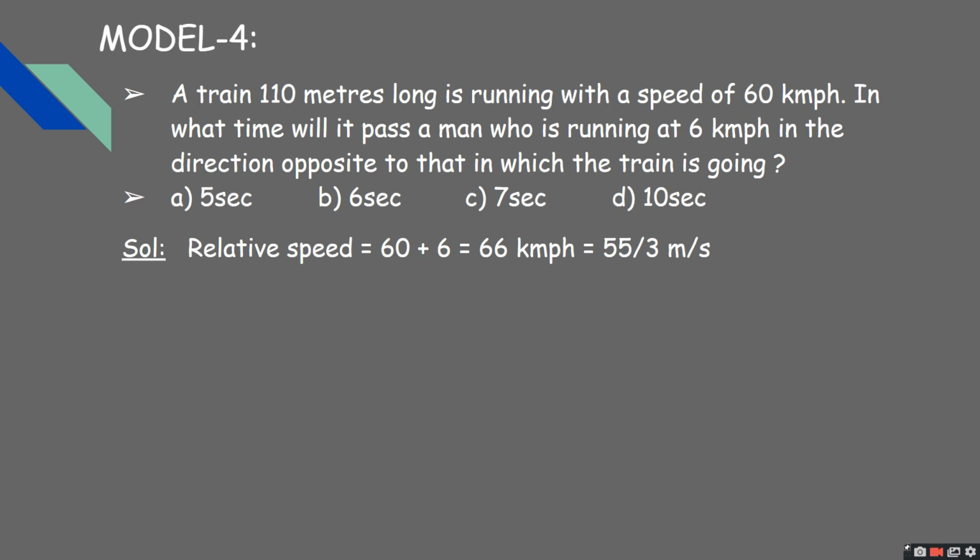Convert kilometer per hour into meter per second. We get 55 by 3 meter per second. Length of a train is 110 meters. The distance travelled by the train is 110 meters to cross a man. Time taken by train to pass a man is length of a train by relative speed, that equals 110 by 55 by 3, that equals 6 seconds.